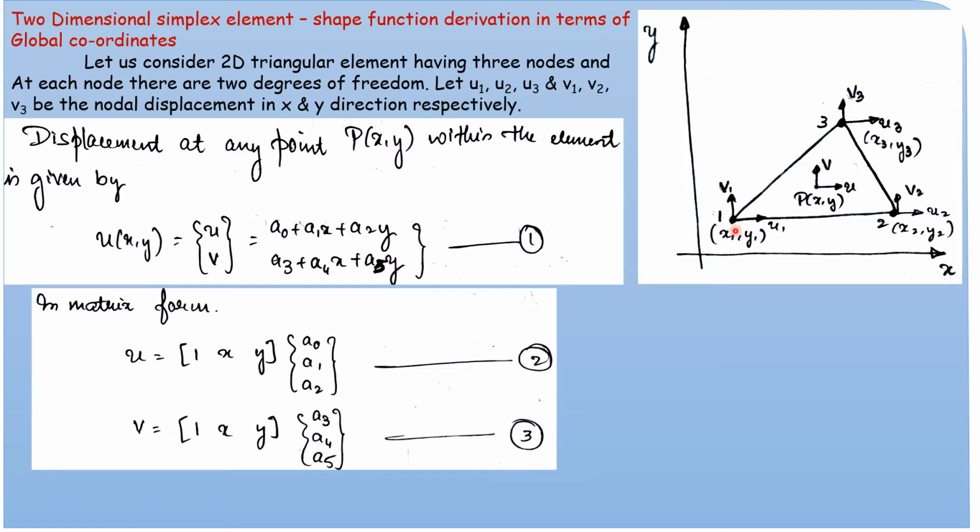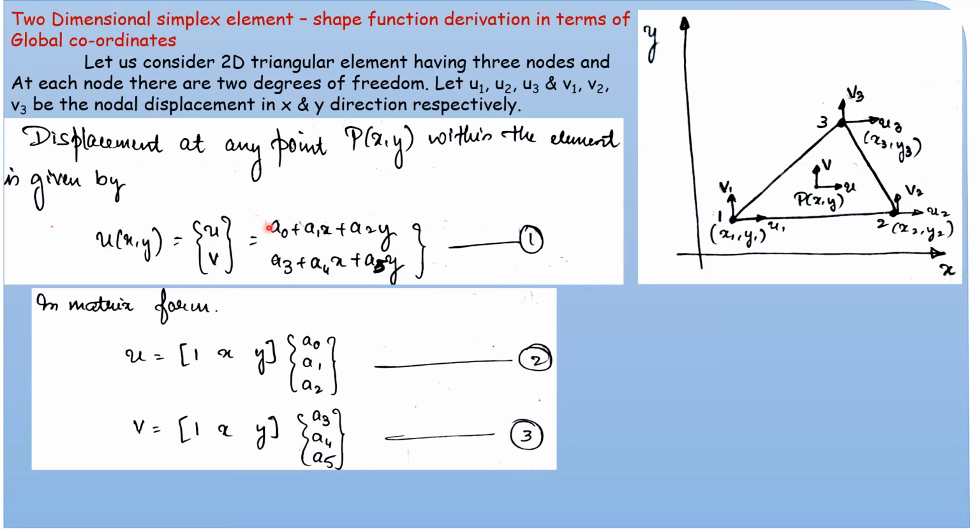So assuming there are 2 degrees of freedom at each node, you'll have displacement in x direction and displacement in y direction. So u1, u2 and u3 are the displacements in x direction, and v1, v2, v3 are the displacements in y direction. As you assume the polynomial function for the 1D case, here also you have to assume the polynomial function for the 2D case, individually and separately for displacement in x direction and displacement in y direction.